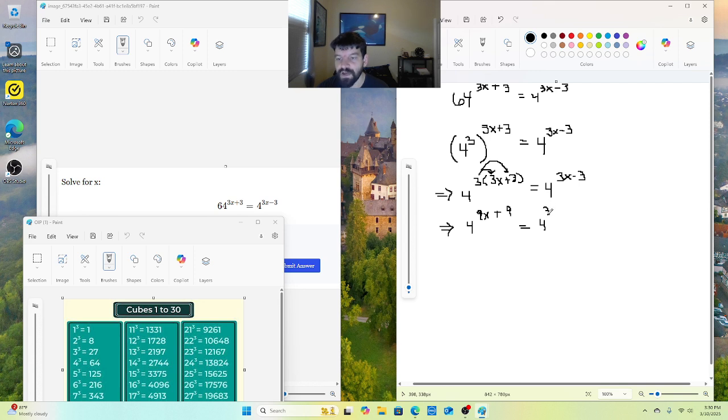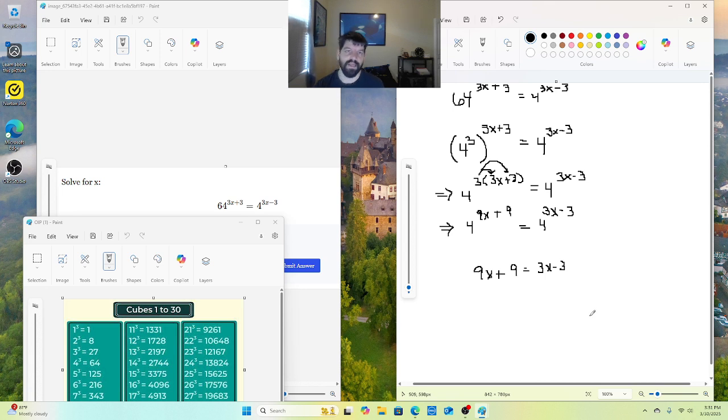And what this now does is it allows us this unique opportunity to represent our original equation of 64 to the (3x plus 3) equals 4 to the (3x minus 3) as an equation of the exponents themselves. So this is going to provide for us a double-sided variable equation of the exponents. So this is going to be that 9x plus 9 is equal to 3x minus 3.